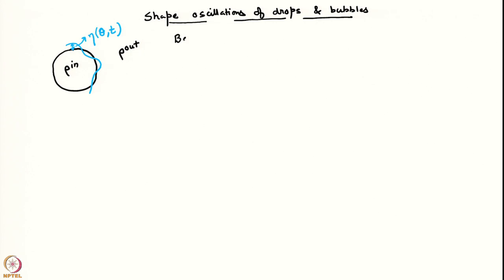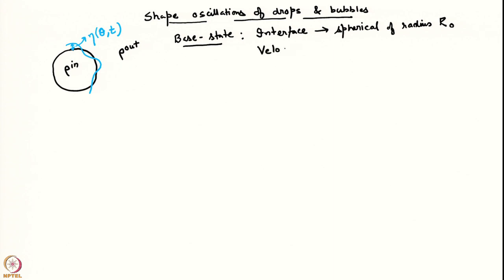Now in the base state, the interface between the two fluids is spherical, of, let us say, radius R naught. The velocities are 0. So quiescent fluid both inside as well as outside. And pressure will have a non-trivial base state because this interface is curved. So the base state pressure inside minus the base state pressure outside will be given by 2T by R naught.